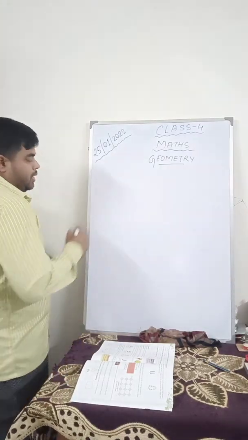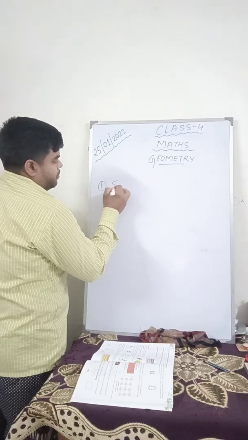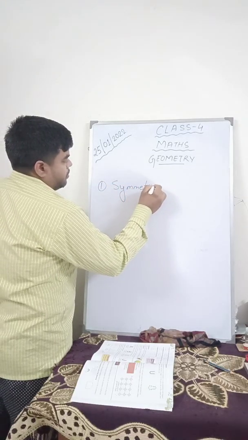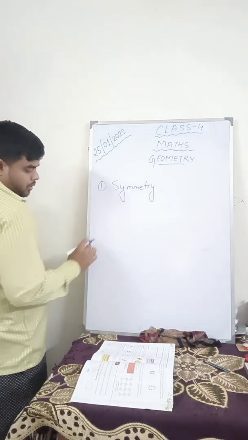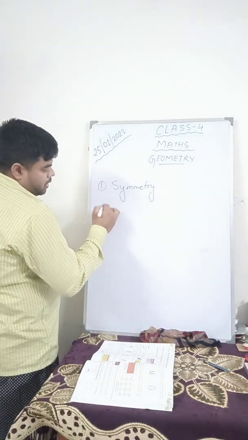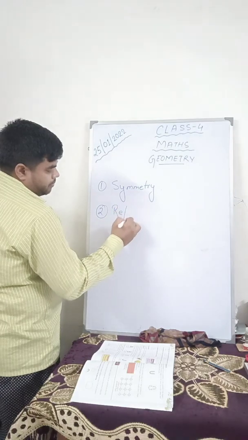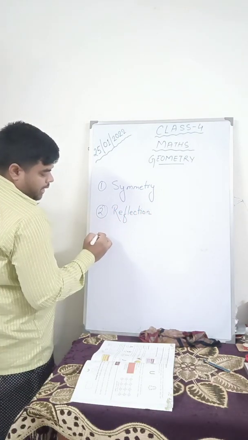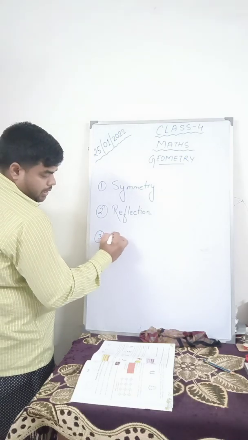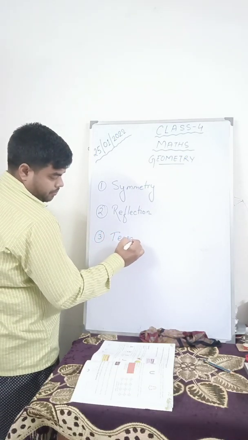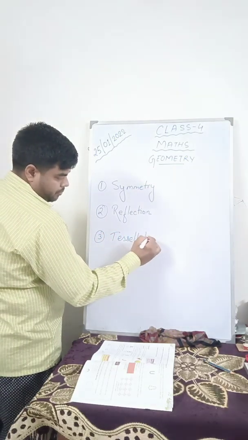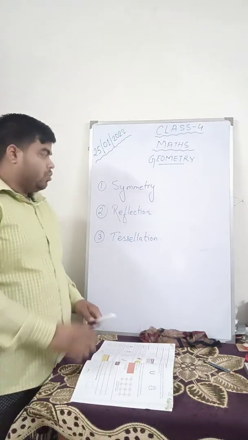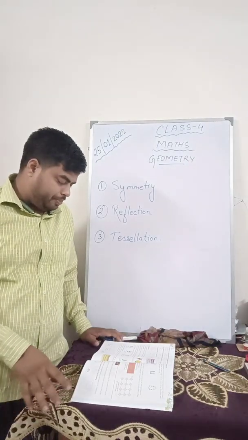Number 1 is symmetry. Number 2, reflection. And number 3, tessellation. So these are the 3 points that we are going to study today.